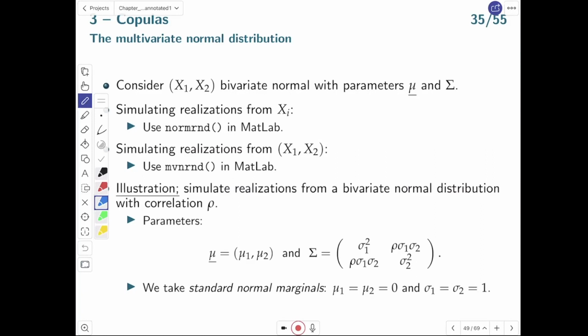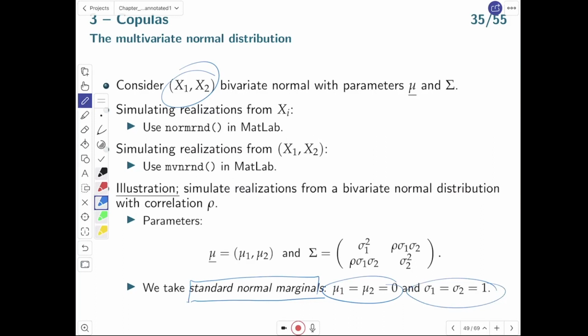But let me just show you the results. We have x1, x2, bivariate normal. I can simulate from a normal distribution in MATLAB, but also in R, even in Excel. And I assume that my marginals are standard normal, right? So the mu's are 0, sigmas are 1, because I want to focus on dependence. Yeah, that's what I'm interested in, dependence. I do not care for the marginals.